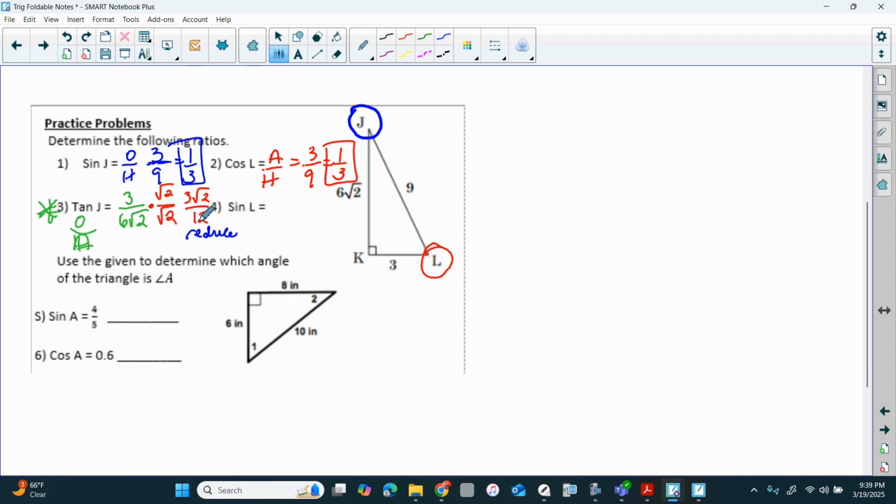3 over 12 can be reduced. So the final answer is root 2 over 4. Okay. Hopefully you can see that.